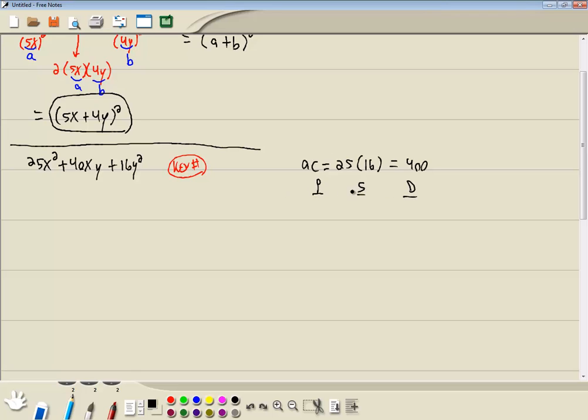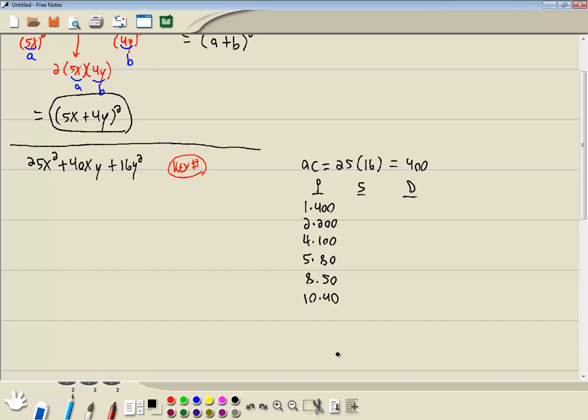P column, S column, D column. P column is all products that give us 400. We got 1 times 400, 2 times 200, 4 times 100, 5 times 80, 8 times 50, 10 times 40. Usually I do pretty good up to 10, but 11, I don't think so.